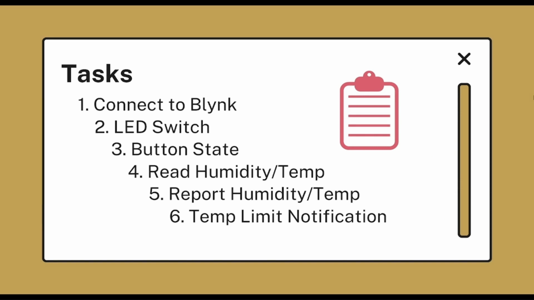Number 1, connect our M5 stack device to the Blink platform. Number 2, creating an on-off switch for the LED. Number 3, reporting the status of the buttons pushed on the M5 stack. Number 4, reading the data from the DHT11 sensor. Number 5, displaying the data from the previous task. And finally, number 6, a function we create ourselves, which is what we call the temperature limit notification. Let's get started on task 1.